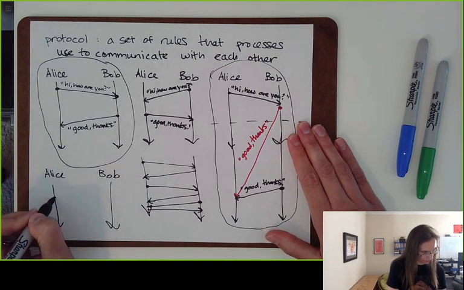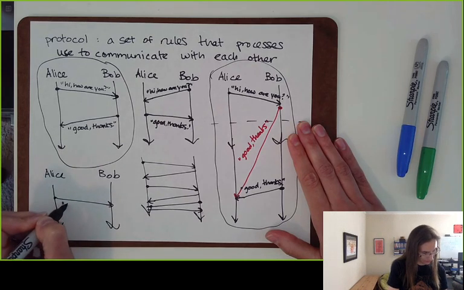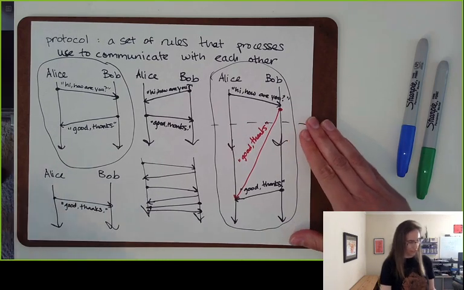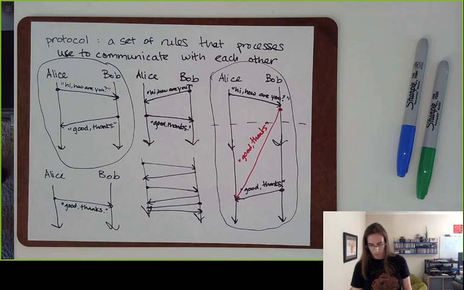If Alice were to just say, good, thanks, without any initial message from Bob, that one would be a protocol violation.